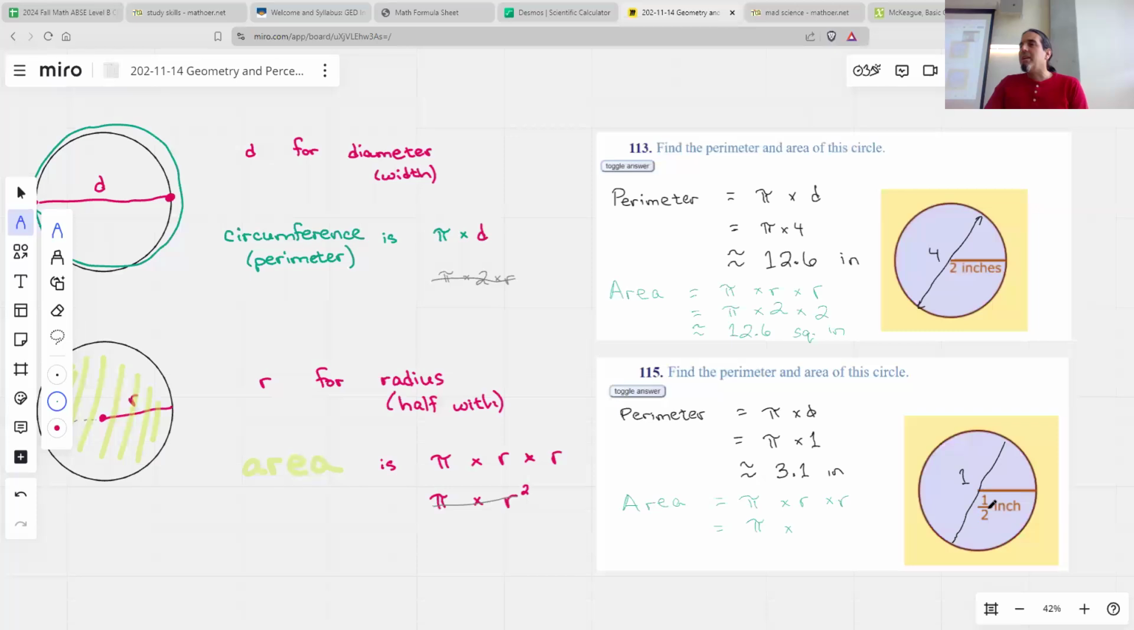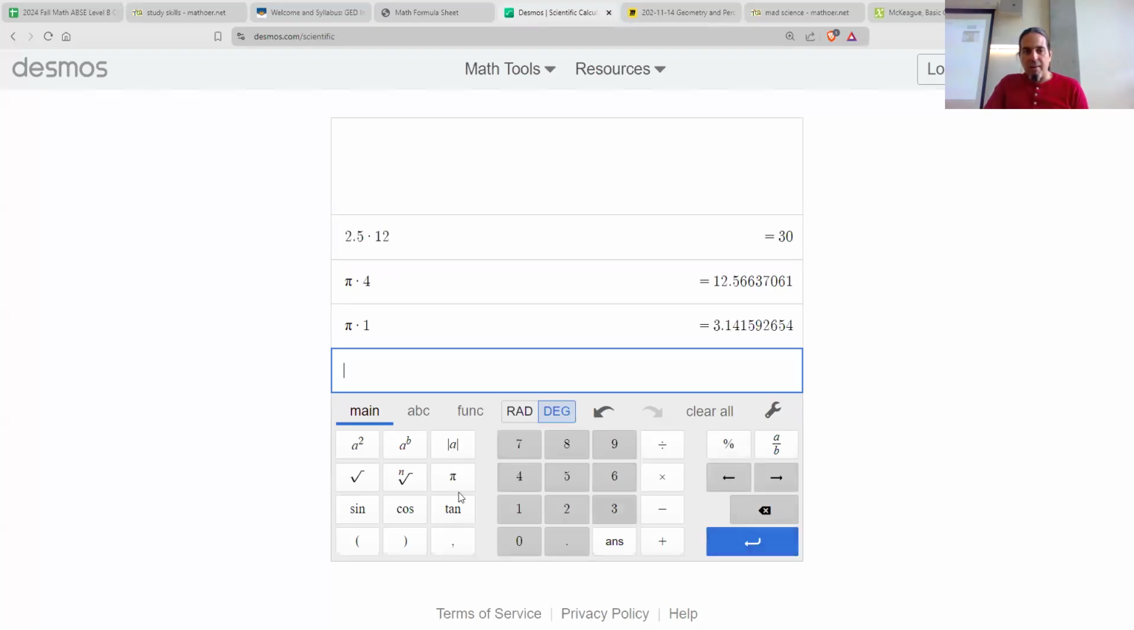So instead of a 1/2, what should I put to make my calculator happy? Yeah, 0.5, 0.5. So about 0.8.